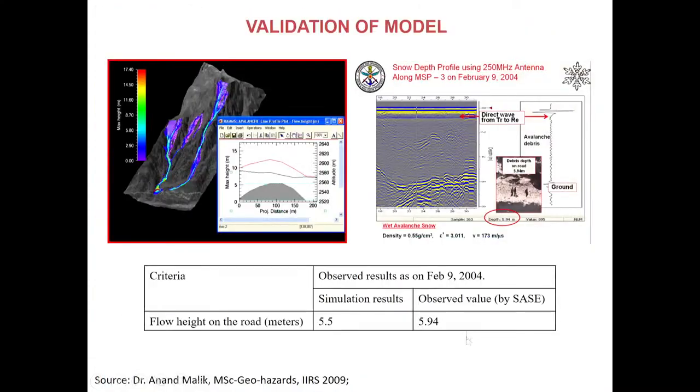Now they have validated their results as well. It was found that the flow height on the road was around 5.5, and what was observed was 5.94. So you can see here, we can simulate this kind of hazard, the avalanche, and with higher accuracy we can do this kind of analysis.